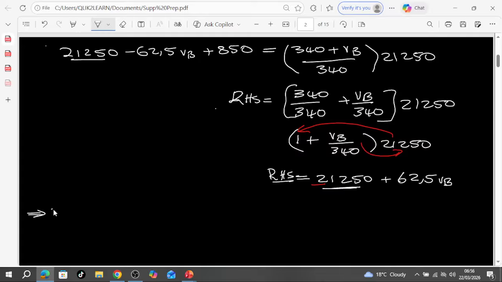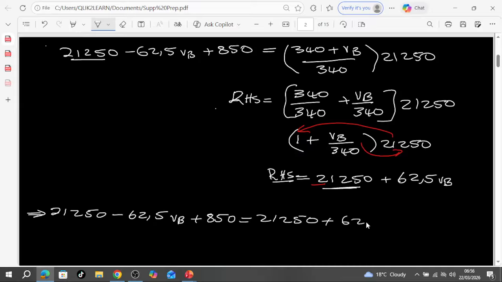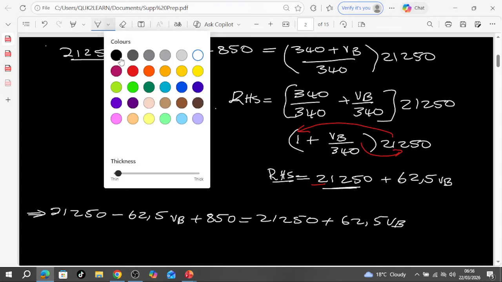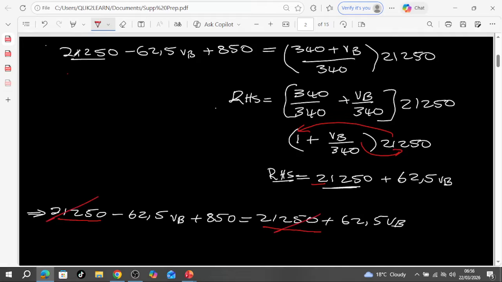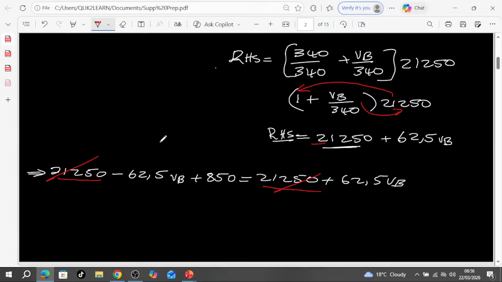So this will be 21250 minus 62.5 VB plus 850. I equate this to 21250 plus 62.5 VB. I say you always make your solutions long. Okay, it's fine if I make my solutions long. These 21250 and 21250 are on different sides, so when we bring the other one to the other side, they cancel. This is what you guys want me to do. Okay, I'll definitely do that.